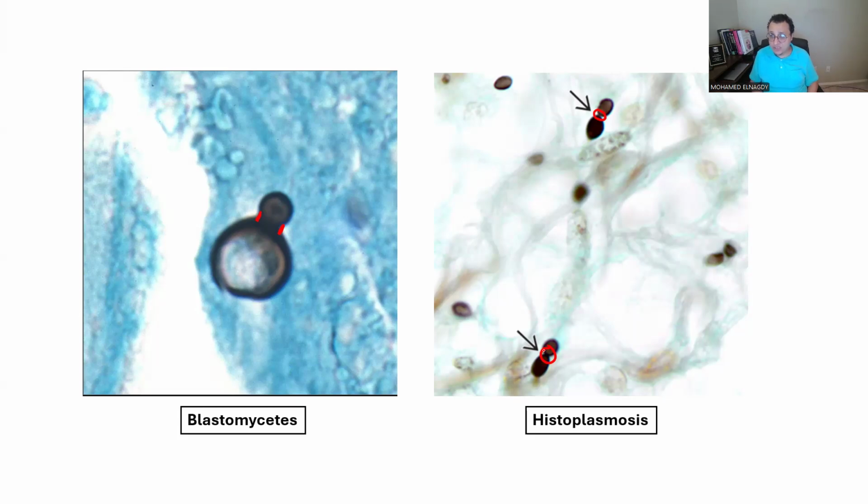Both of them might reach the CNS. They might reach the meninges, causing some meningitis, especially in those who are immunocompromised. So we have the Cryptococcus, which has the capsule, and we have the two fungi with budding. Broad-based budding is blastomycetes and narrow-based budding is histoplasma.